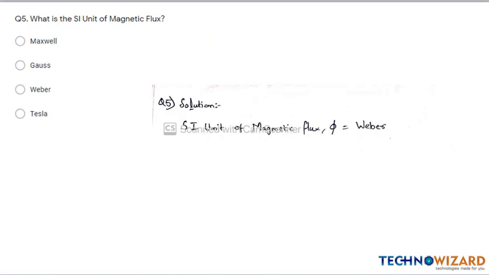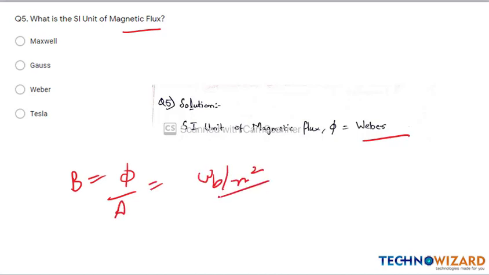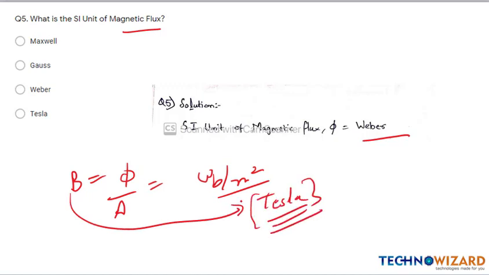Now next question, question number 5. What is the SI unit of magnetic flux? The SI unit of magnetic flux is Weber. Okay, magnetic flux density is flux upon area. Therefore we can write it as Weber per meter square for magnetic flux density, or it is also called Tesla in SI units. Okay, now here they have asked us for magnetic flux, so the answer will be Weber.